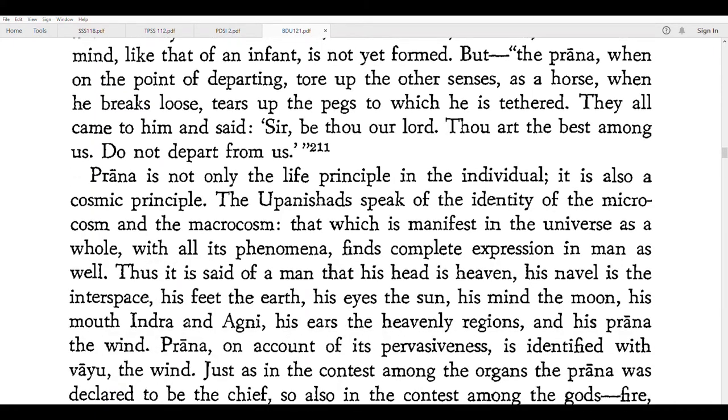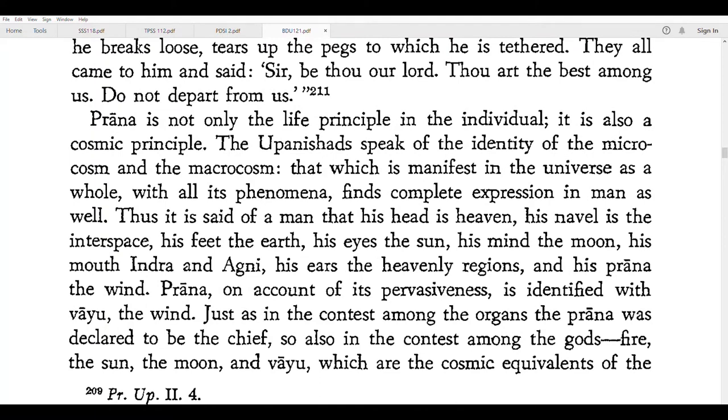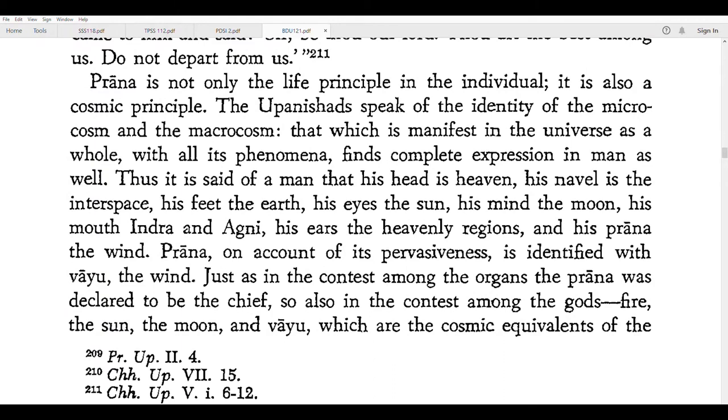Prana is not only the life principle in the individual, it is also a cosmic principle. The Upanishads speak of the identity of the microcosm and the macrocosm, that which is manifest in the universe as a whole with all its phenomena finds complete expression in man as well. Thus it is said of a man that his head is heaven, his navel is the interspace, his feet the earth, his eyes the sun, his mind the moon, his mouth Indra and Agni, his ears the heavenly regions, and his prana the wind.